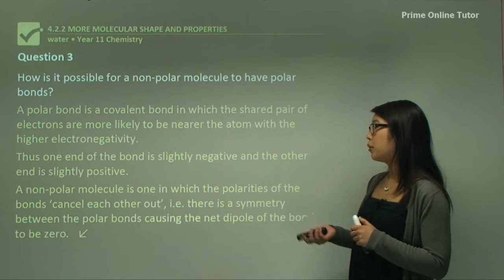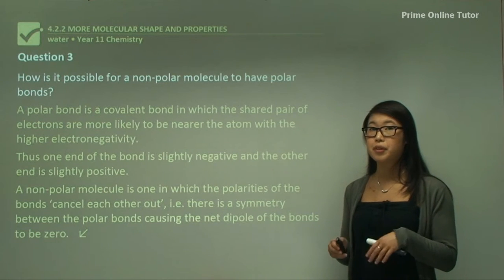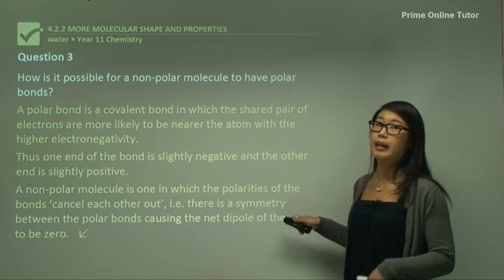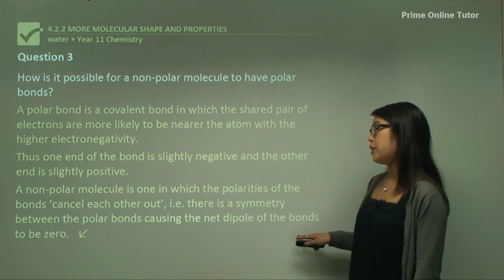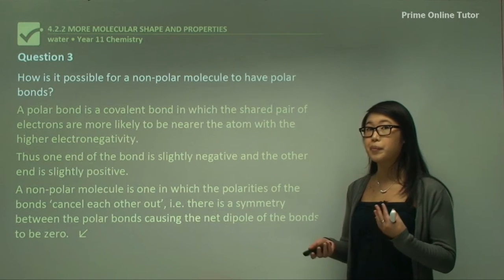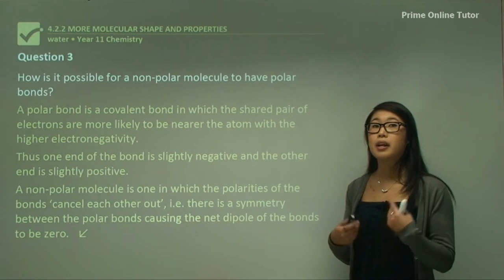So a non-polar molecule is one where all the polarities of the different bonds are going to cancel out. So there must be symmetry. If there's no symmetry, we can't get them to cancel out because it's not symmetrical. So that means when we add all the vectors together, so all the direction and the sizes of the dipoles, we're going to get a net of 0. So that means it's going to be non-polar.